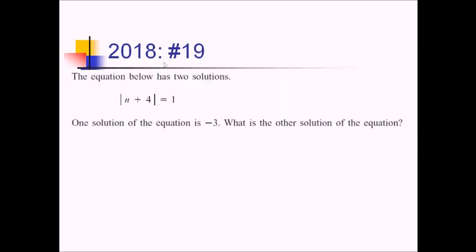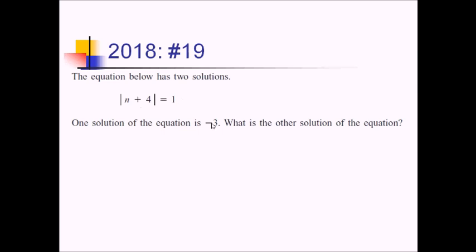For number 19, the equation below here has 2 solutions. That was nice of them to tell us. One solution is -3. What's the other solution of the equation? So -3 is what you would have gotten if you just said n plus 4 equals 1 just by dropping the absolute value, and then subtracting 4 from both sides would give us -3.